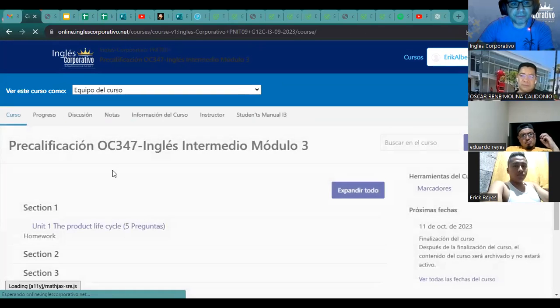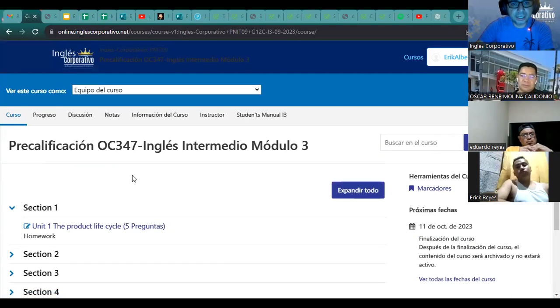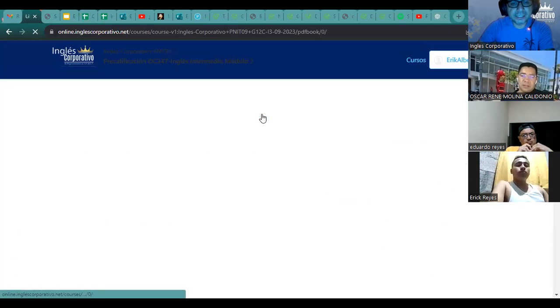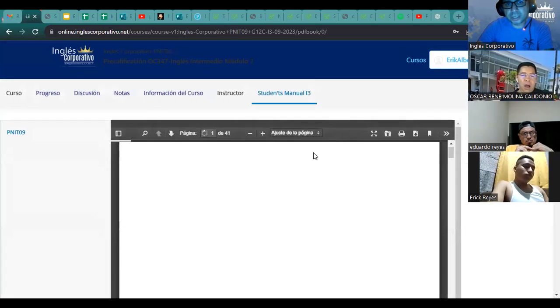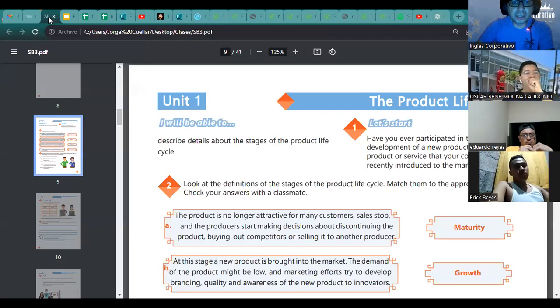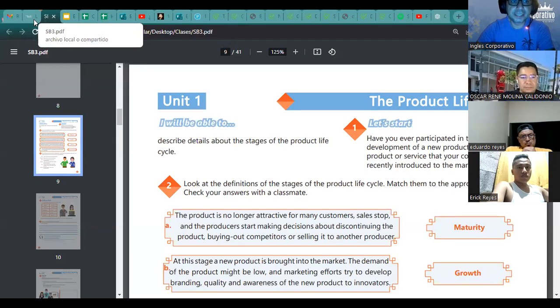So that is very, very important. And also here, you can find the book, the manual, but of course I know that you downloaded that one. So this is the book that we're going to use. You can print it, you can have it there online. Of course, I'm going to show you here the book so we can move on into that one, okay?